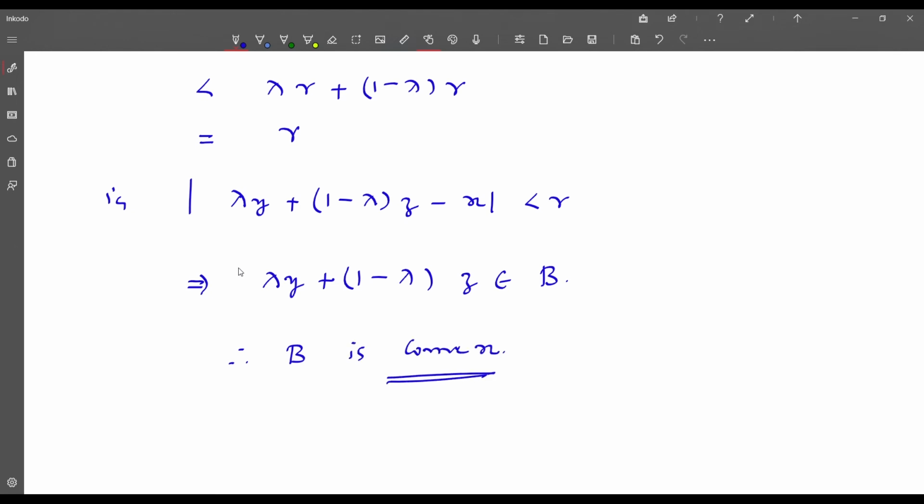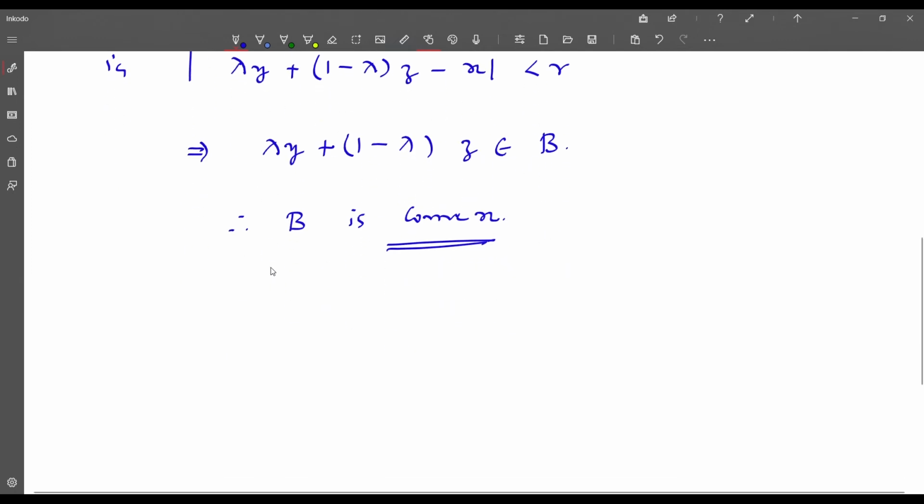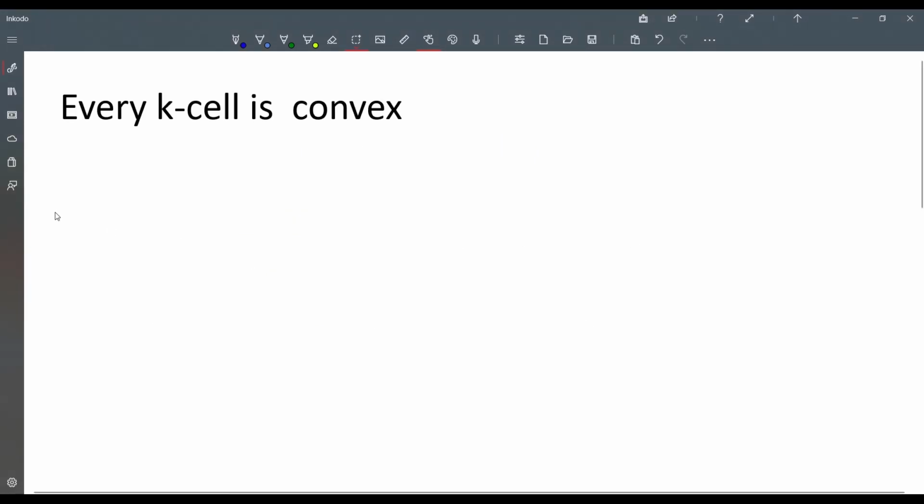By similar arguments, you can show that a closed ball is also convex. So now we prove that every k-cell is convex.